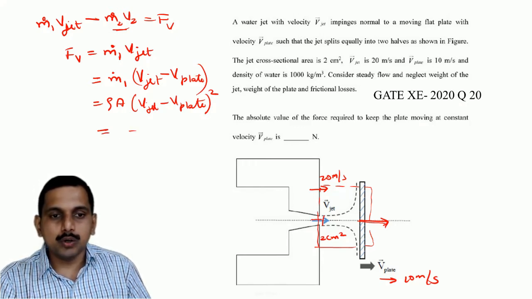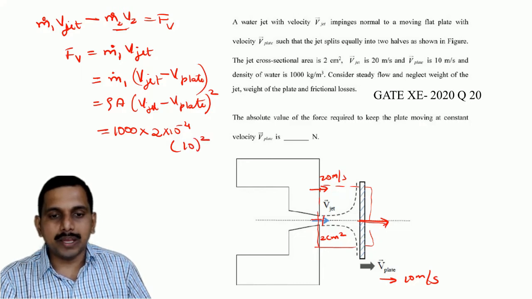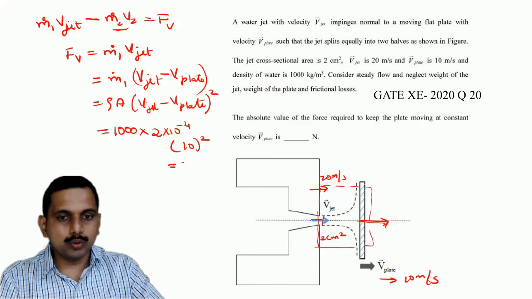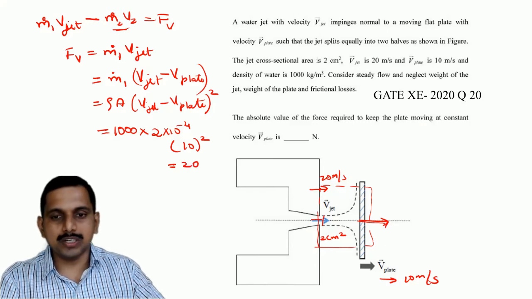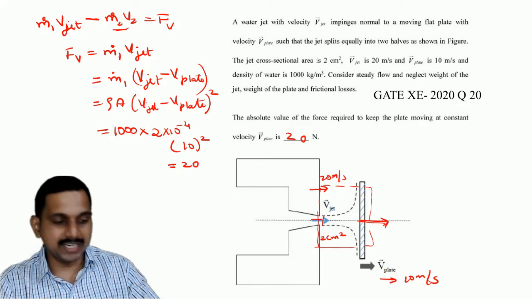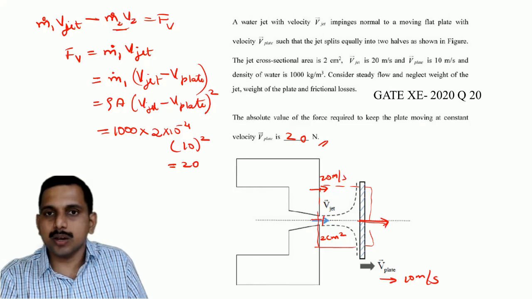What is rho? Rho is given as 1000, into the area, which is 2 centimeters square, that is 10 power minus 4, into the 10 square. The answer I got was 20 Newton. That is the answer. So it is 20 Newton. I hope it is correct, students. Yeah, it is correct. I'm sorry. So 20 Newton is the answer. I hope you have understood.